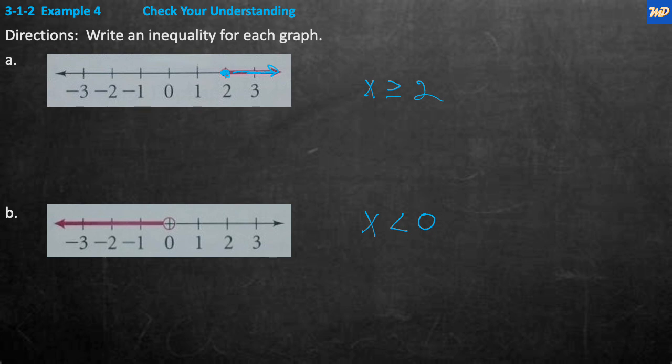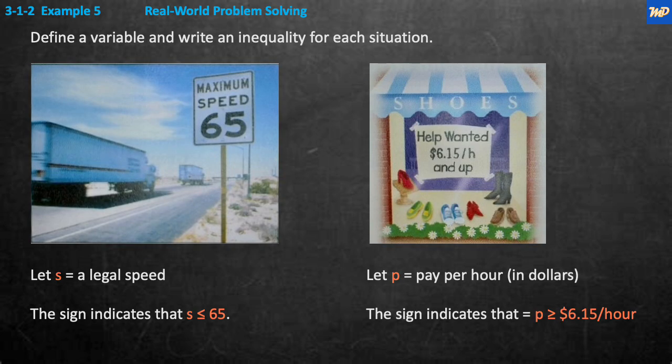Okay, I'm sure you all did those. Those are pretty straightforward. Do the slide again if it's at all confusing. Okay, example 5. It's a real world problem. So define a variable and write an inequality for each situation.